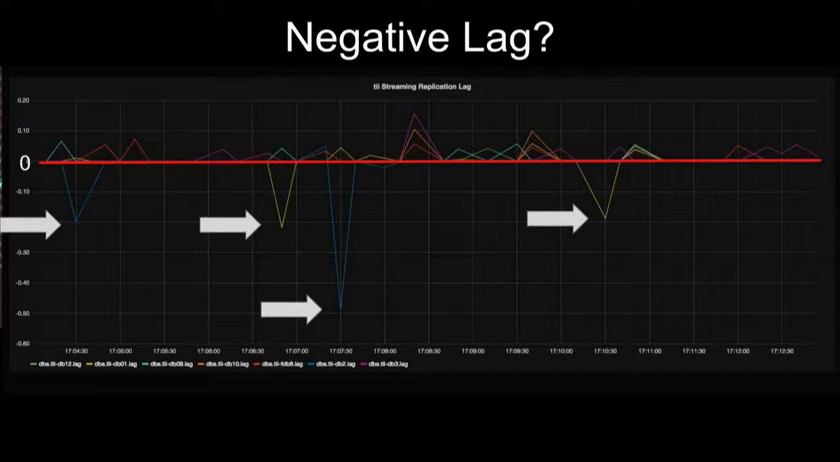So this is another fun one. I can see my version of fun is not necessarily your version of fun. Negative lag. So that big red line is 0, and those spikes are the slave being ahead of the master. Now, how is it possible that our slave predicted the future? But even if you can get it to the slave incredibly fast, you can't do it before it was generated on the master.